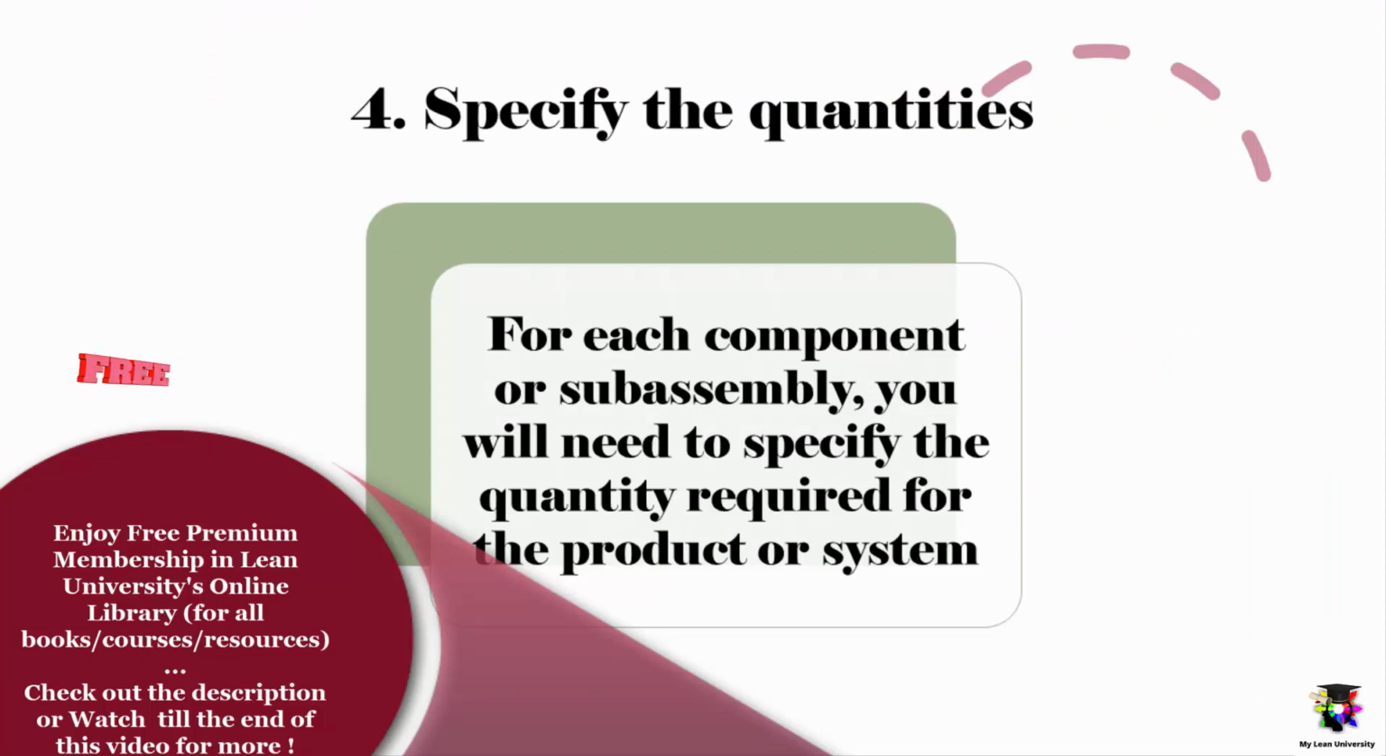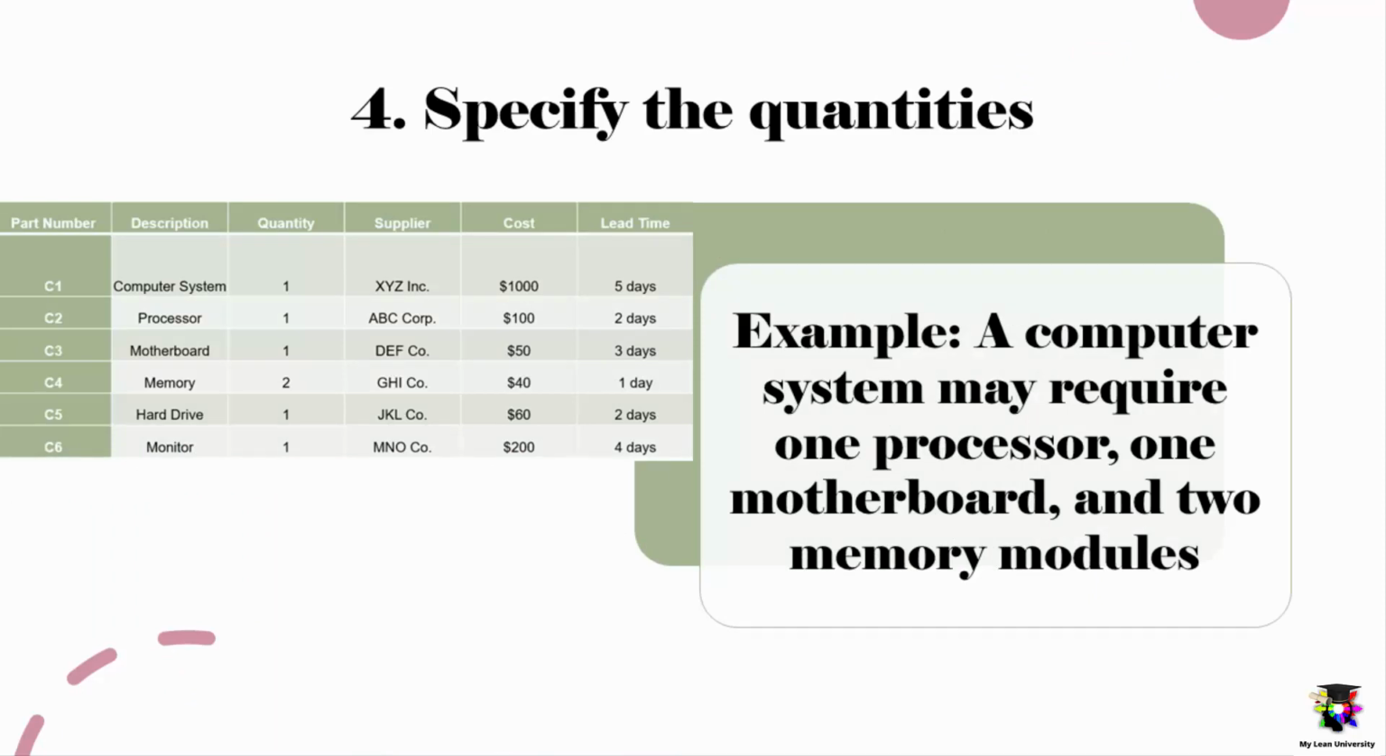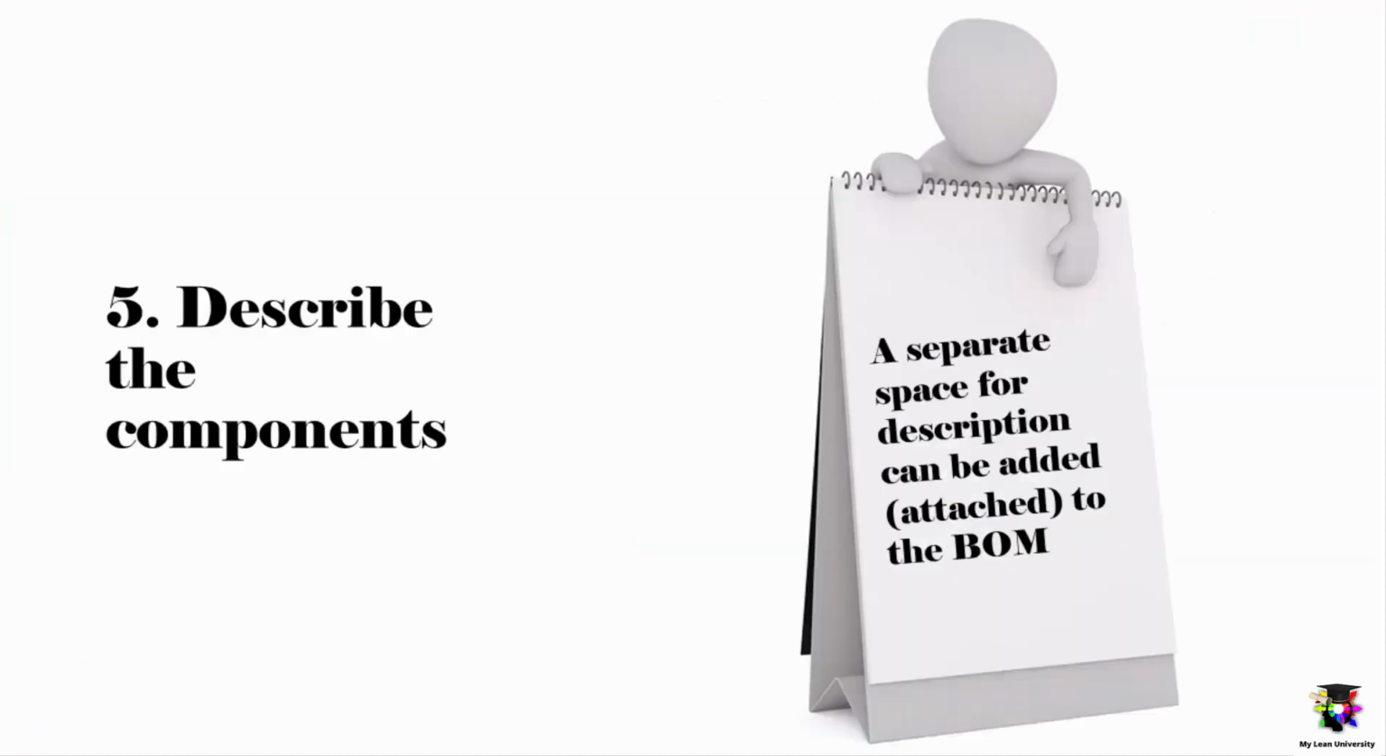We then specify the quantities. For each component or sub-assembly, you will need to specify the quantity required for the product or system. For example, a computer system may require one processor, one motherboard, and two memory modules. We then describe the components. For each component or sub-assembly, you will need to provide a detailed description including any relevant specifications or characteristics.